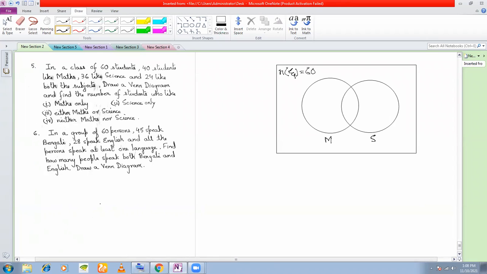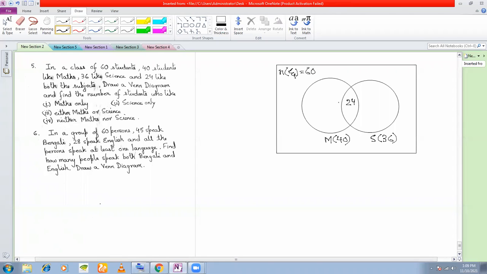40 students like maths. If the students like maths, it does not mean that they don't like science. There may be some who like science also. So we'll write here in brackets 40. And 36 like science. So 36 students like science does not mean they will not like maths. Some of them may like maths. And 24 like both the subjects. So we write that in the common part of the circles, right? Draw a Venn diagram. Okay, fine. We have done the Venn diagram, except for writing within the two circles.